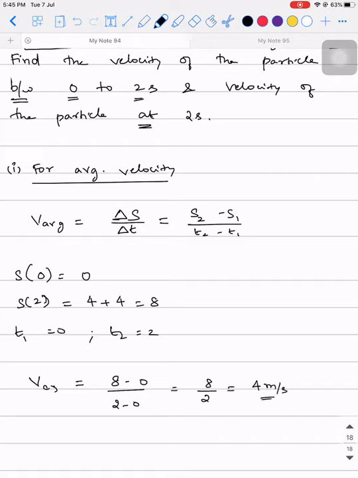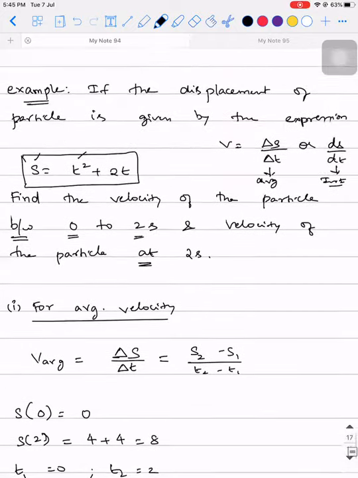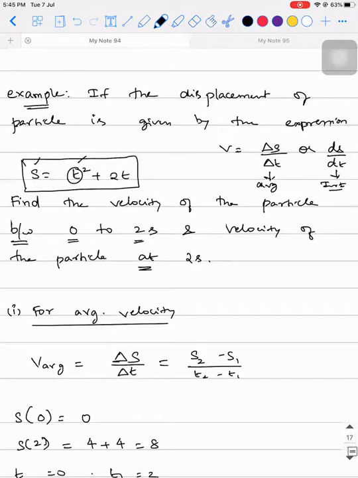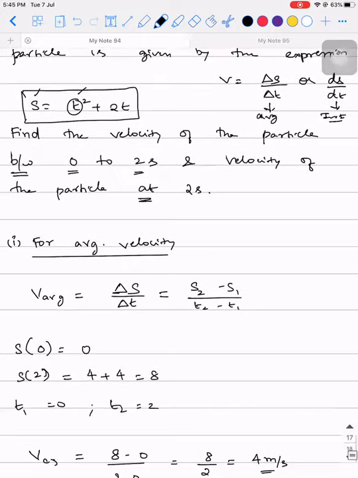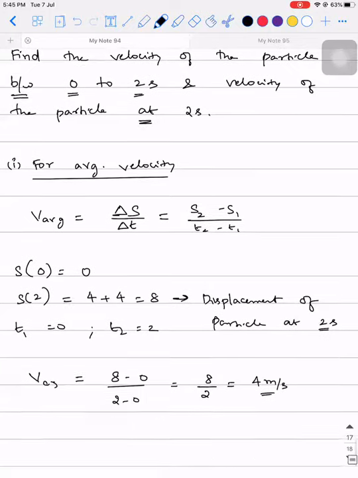I can explain S2, sir. How you got the value of S2, sir? It is not S2, it is S of 2. I substituted 2 here, in the place of T, I substituted 2. So this S of 2 means displacement of particle at 2 seconds. Okay, so for average, I'm taking the final minus initial divided by 2 and I'm writing it as 4 meters per second. Are you clear with this point?